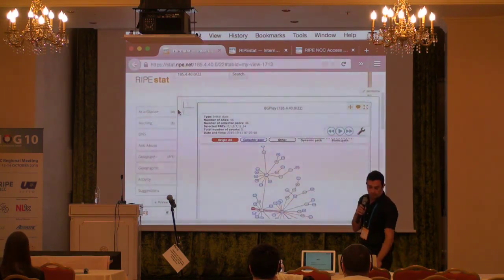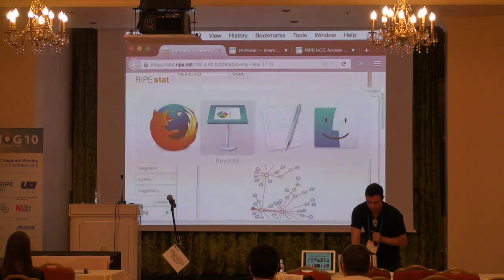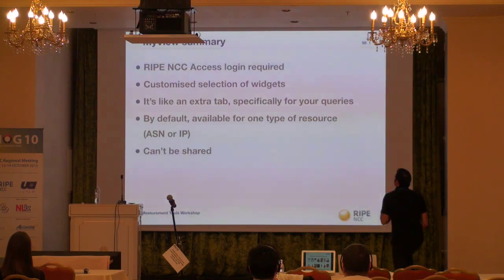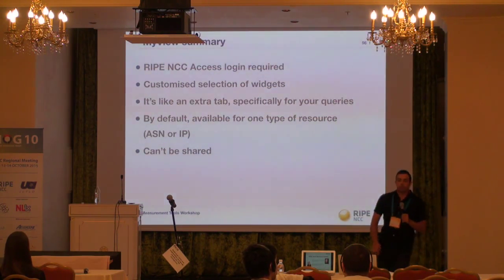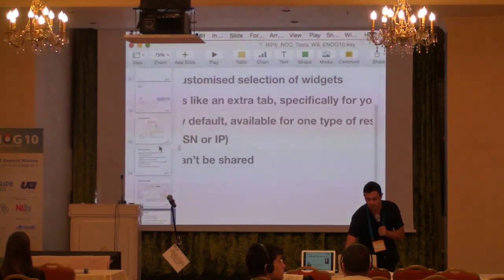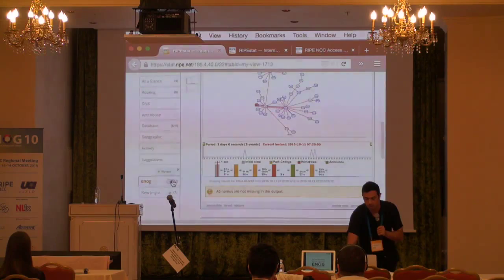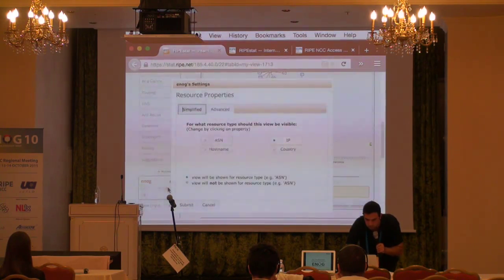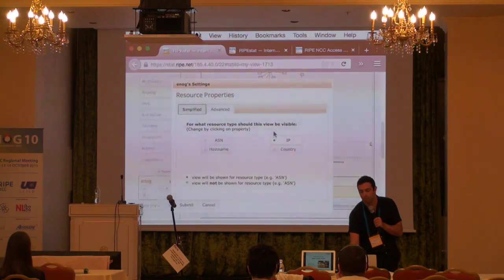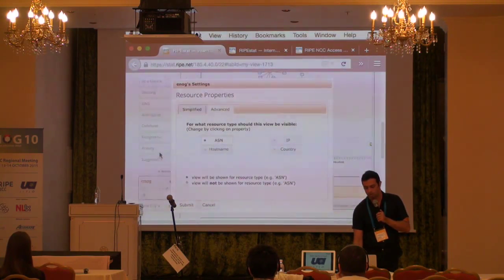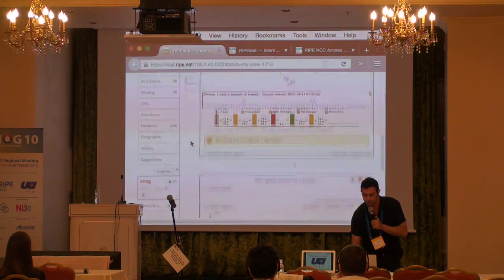Okay, so that's one of the things you can do. I forgot to say that if you want to specify the visibility, if you have the view, you can go to settings, and here on the tool you can say for what resource type this view should be visible. In this case it's just for IP address, but if I also want this view to be visible for AS number queries or country or host name, then you can configure it, or make it invisible and so on. So this is the whole visibility control thing, but that's really up to your own needs.